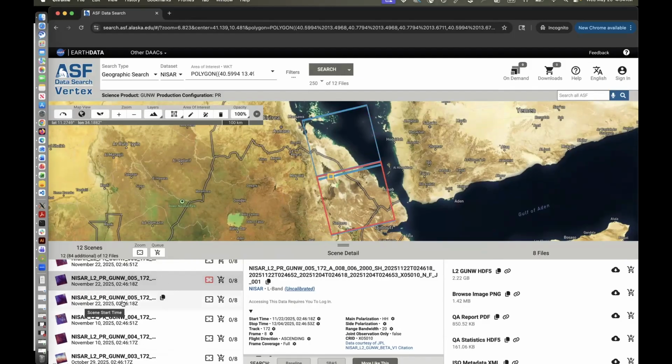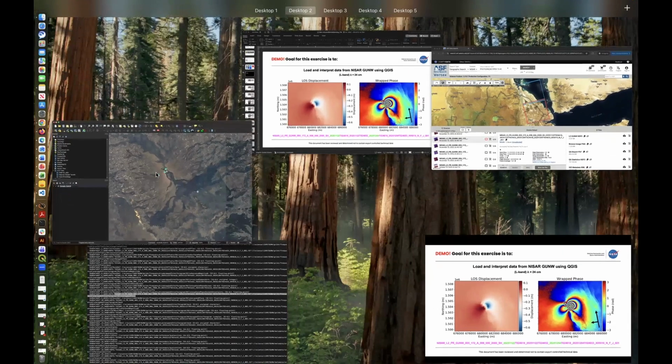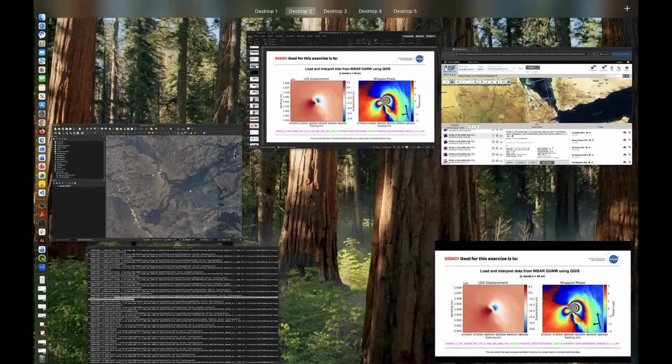I have already pre-downloaded these data sets. We'll go ahead and load them via QGIS. But if you want to download these products, just highlight the data you want to download and click this icon here. So I'm going to go to QGIS now and let's visualize the product.